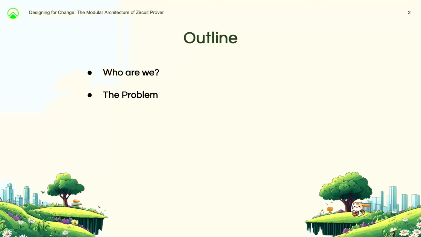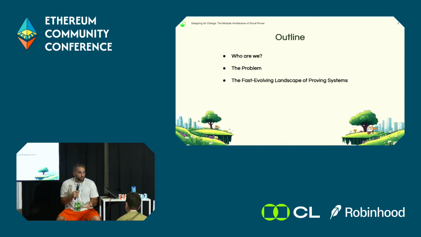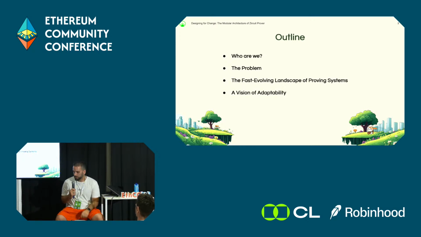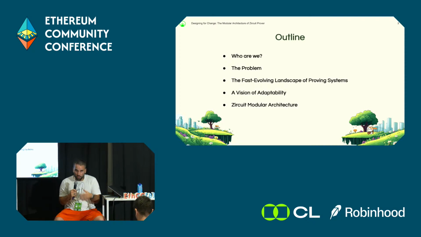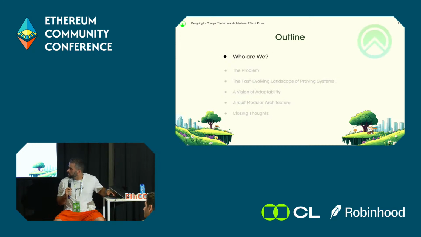To get started, I'm going to start with who Zircuit is, and if you haven't heard about us, some context. Then I'm going to talk about the problem, what led us to do this modular architecture in the first place. Then I'm going to talk about the fast evolving landscape of proving systems, which is one of the reasons that led us to do this. Then the idea behind the modular architecture, and then I'm going to go through the modular architecture itself in detail, and then some closing thoughts. So who are we?